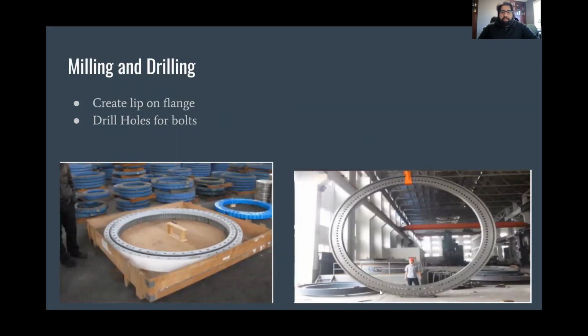Each flange has multiple holes all around, which are the holes for the bolts, with which two flanges are bolted together. And the milling is creating a lip on both sides of the flange on which the segment is welded. So it creates a nice clean finish at the end.